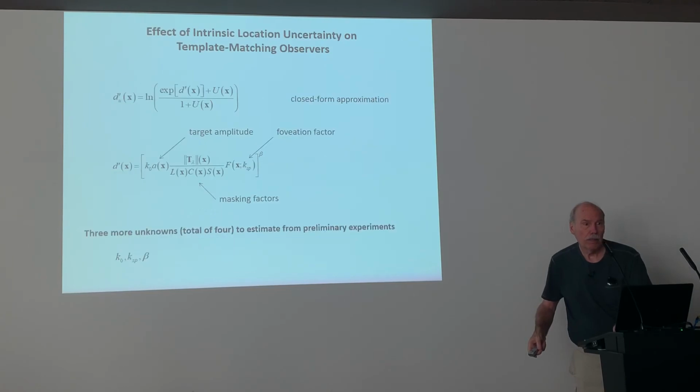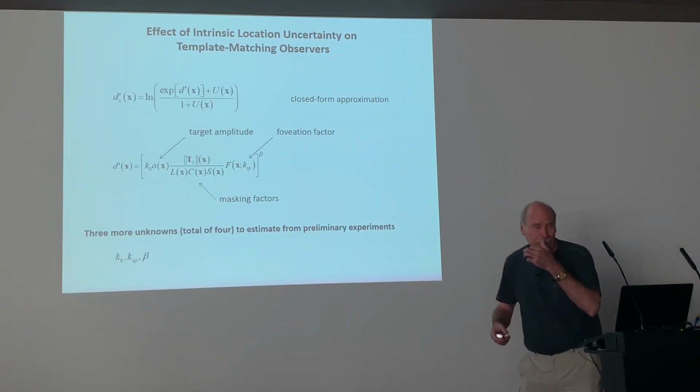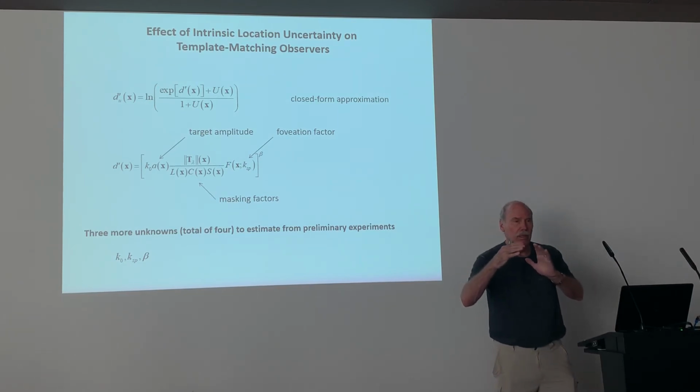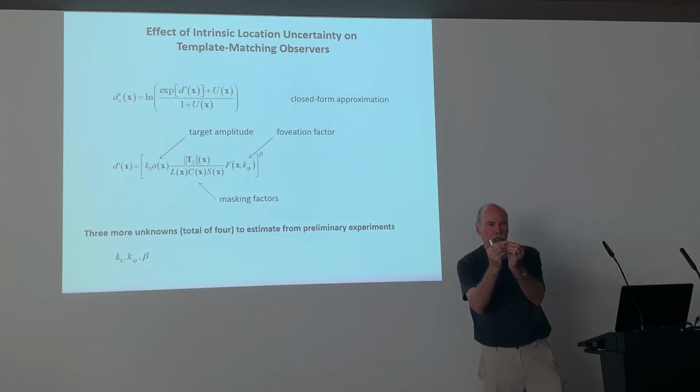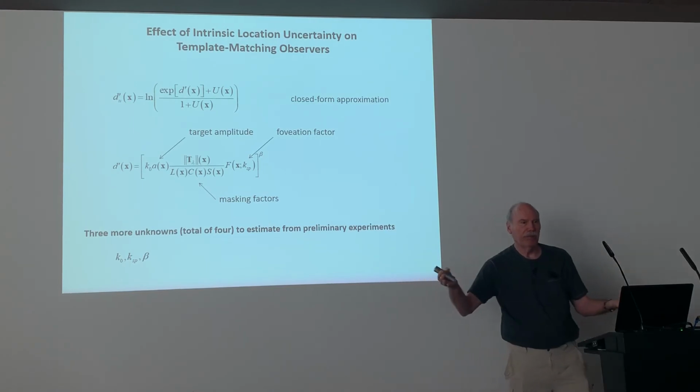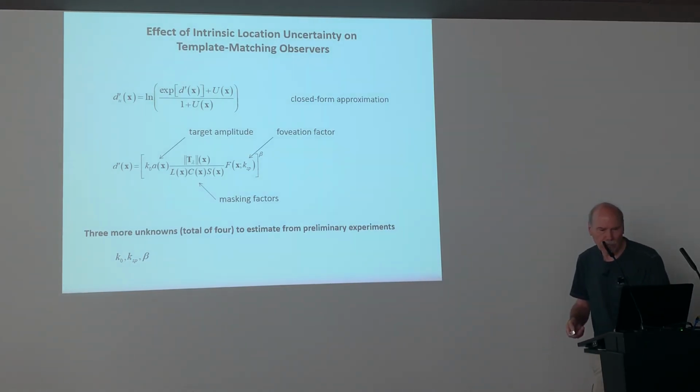Why should there be a target dependence on this? Well, because if I've got a great big giant target, I'm not going to get necessarily much effect on performance, because I'm looking for this great big giant feature, and if I got a couple minutes of arc spread around, it's not going to make any difference. But if I'm looking for a fine feature, that plus or minus something is going to have a great big uncertainty effect. So it just depends. So anyway, I need to push along here quickly.